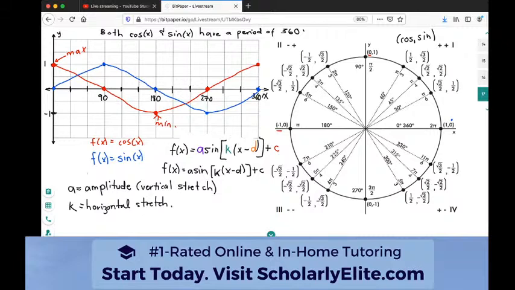Okay, then the d here is going to be what we call our phase shift, which means how far it goes right or left. And the c is our vertical shift.